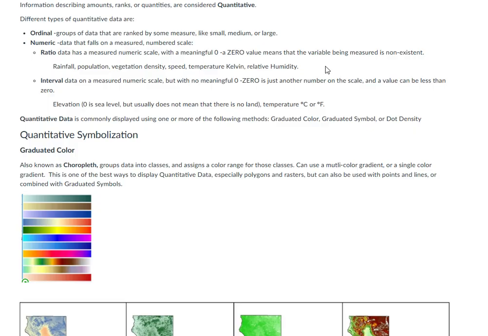Interval data has a measured scale. It's numeric also, but the 0 is not meaningful. So elevation is a good example. You can have 0-foot elevation. That doesn't necessarily mean there's no land. It means the land is at sea level. And so like 0 is our sea level, or the water level.